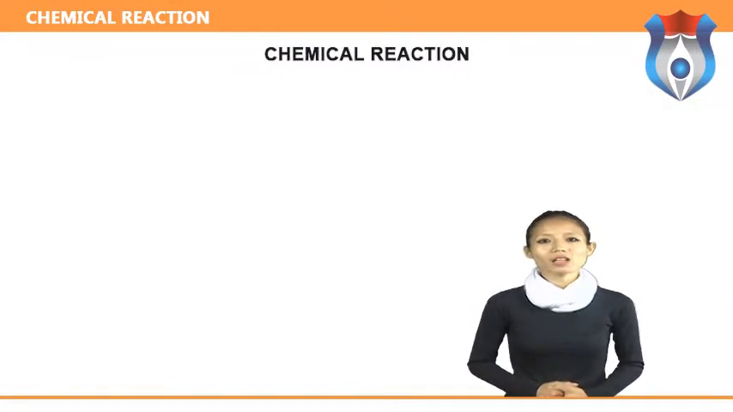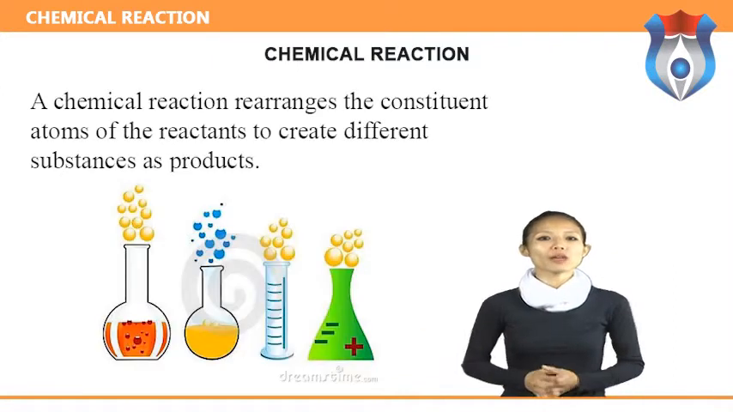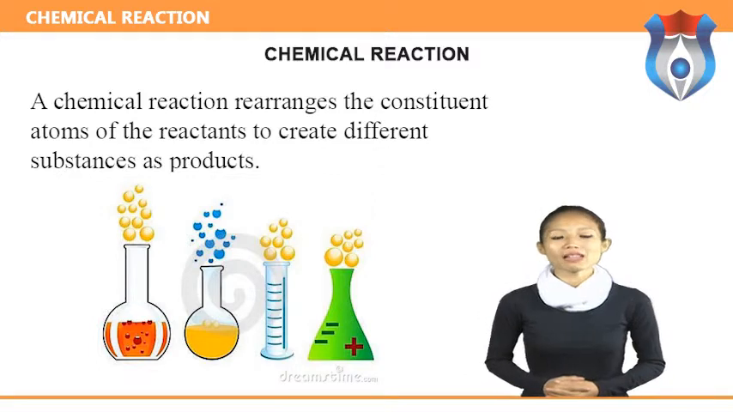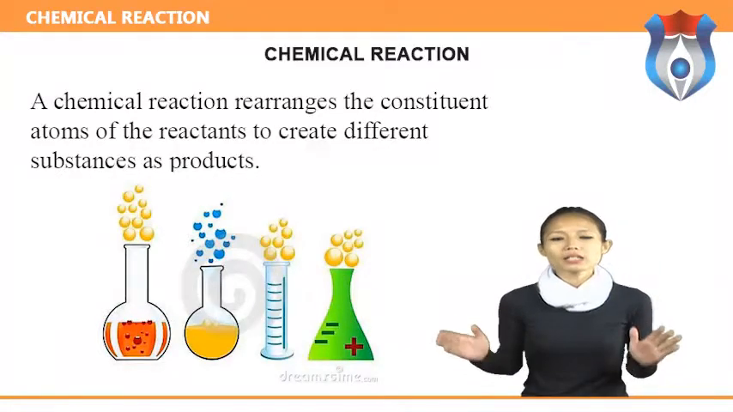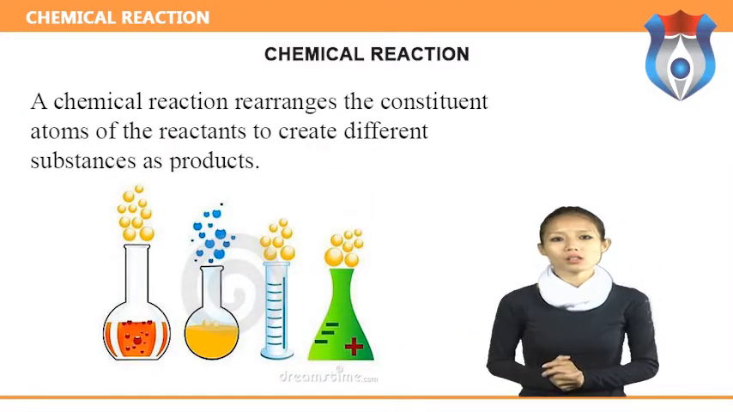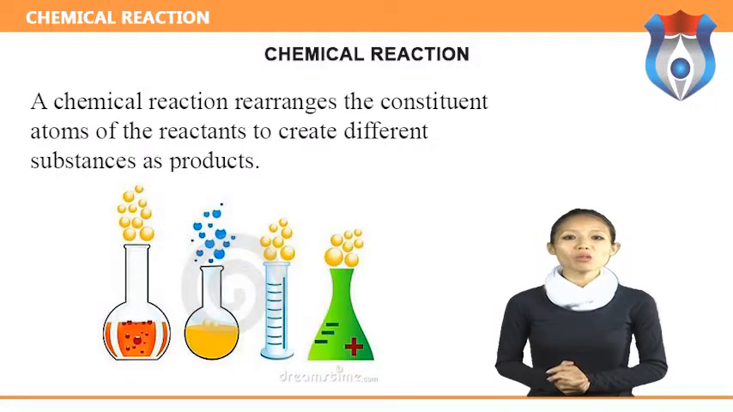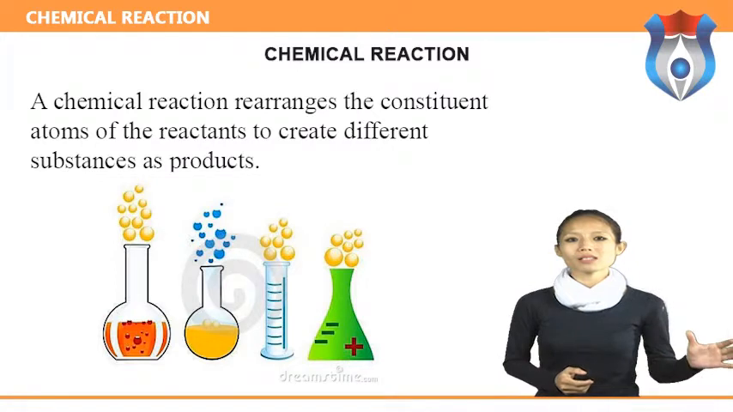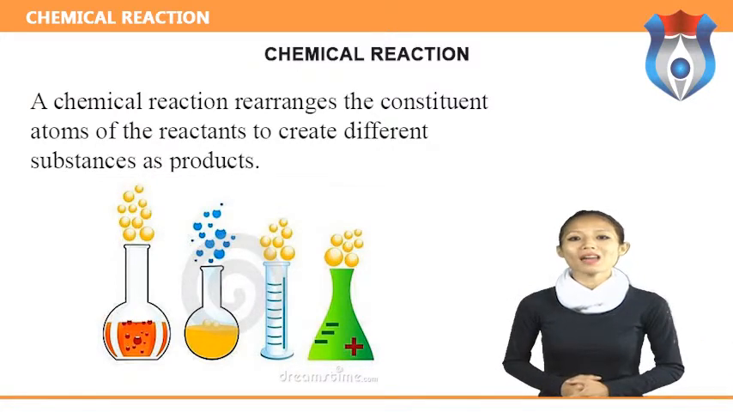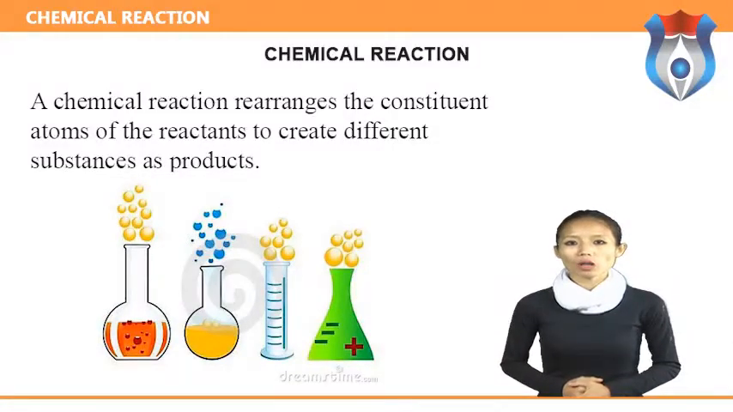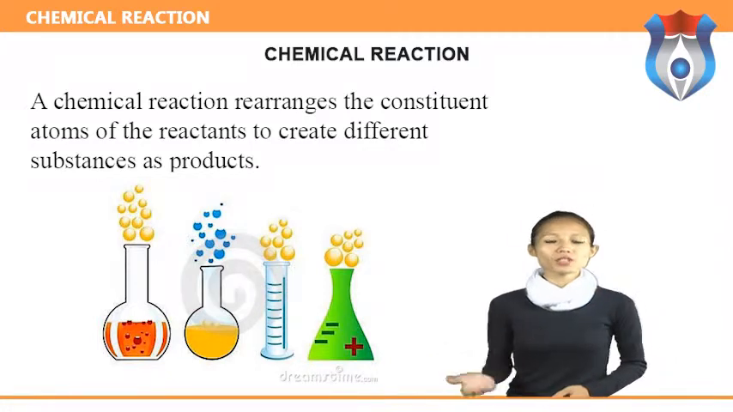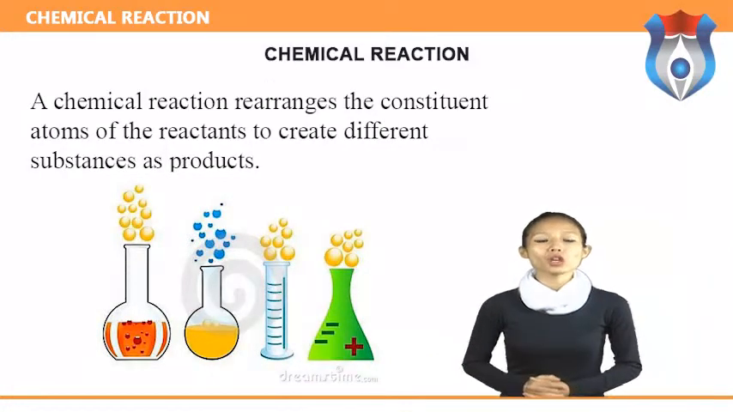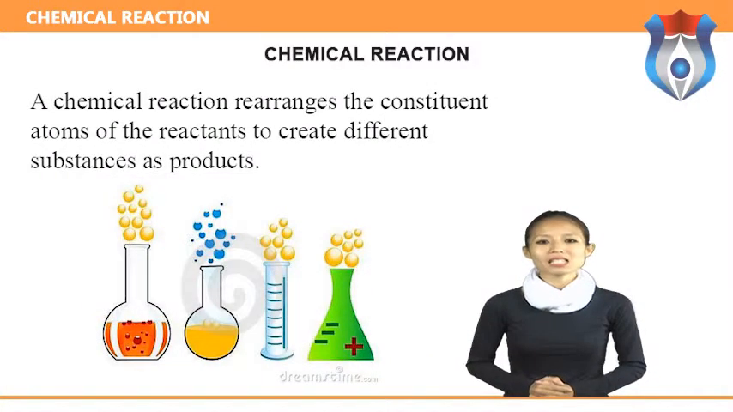Now let us discuss the concept of chemical reaction in detail. A chemical reaction rearranges the constituent atoms of the reactants to create different substances as products. Chemical reactions must be distinguished from physical changes. Physical changes include changes of state such as ice melting to water and water evaporating to vapor. If a physical change occurs, the physical properties of a substance will change, but its chemical identity will remain the same.